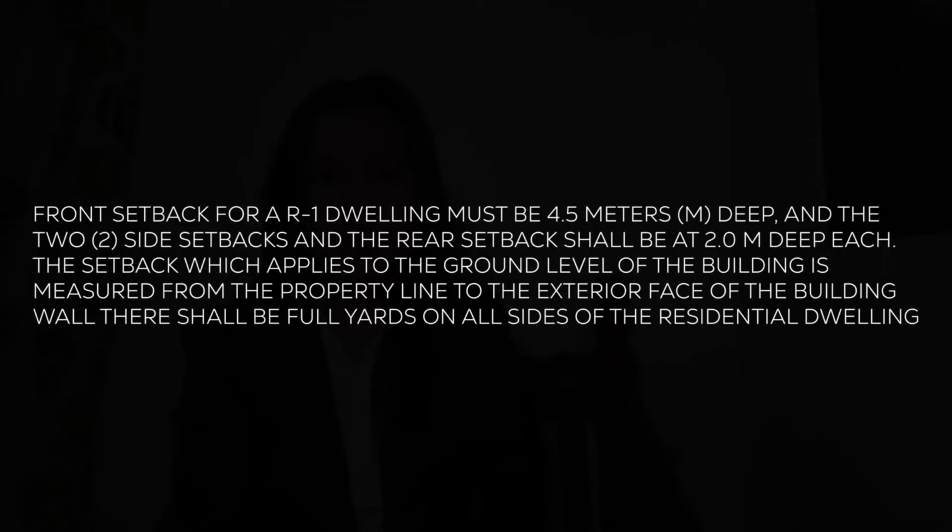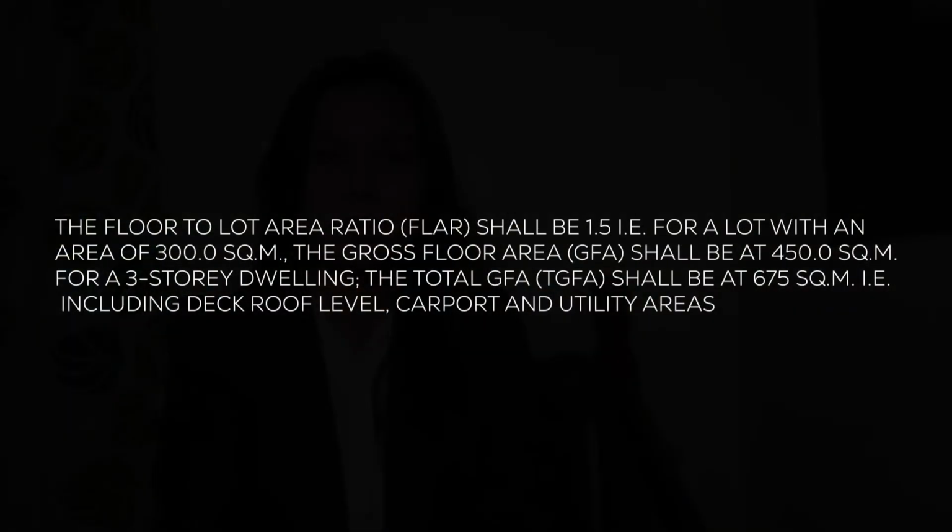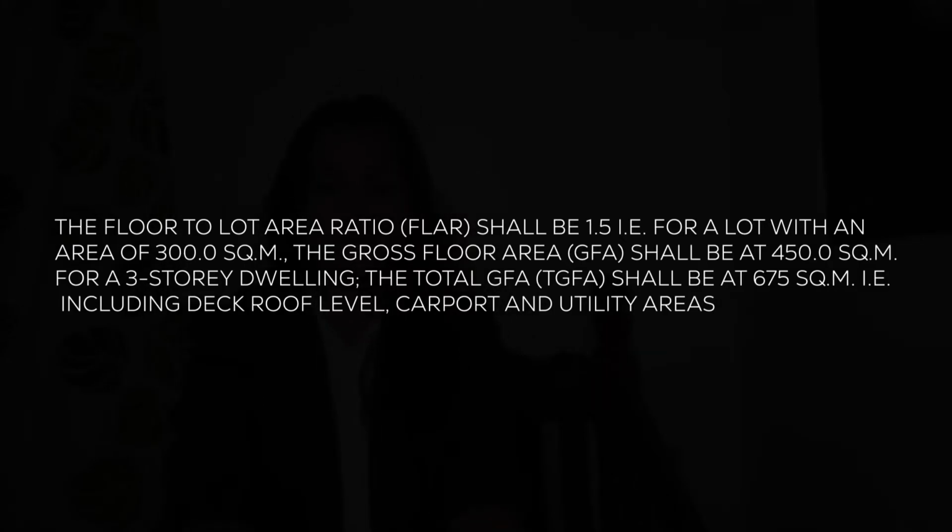There shall be full yard on each side of the residential dwellings. The farthest point of the roof from the two sides and rear property line shall be at 0.75 meters from the property line. Number 3. The building footprint shall be from 60 to 70% of the total area depending on the lot type or configuration. The floor to lot area ratio shall be at 1.5. That is for a lot with an area of 300 square meters.